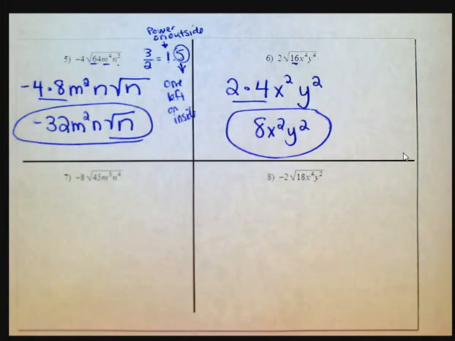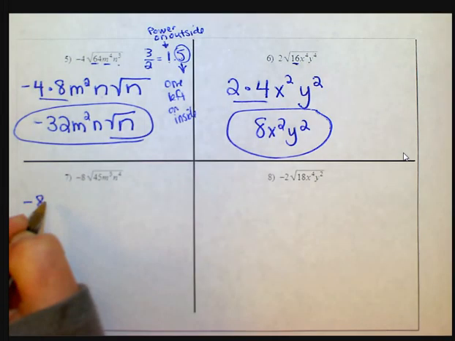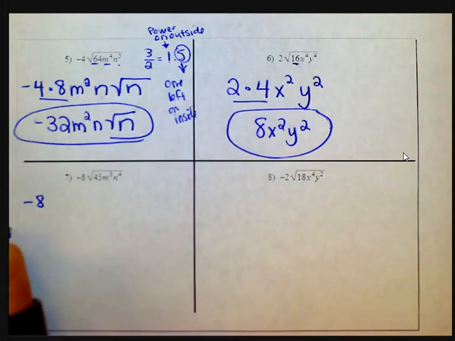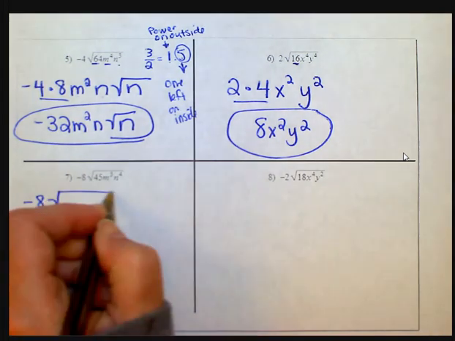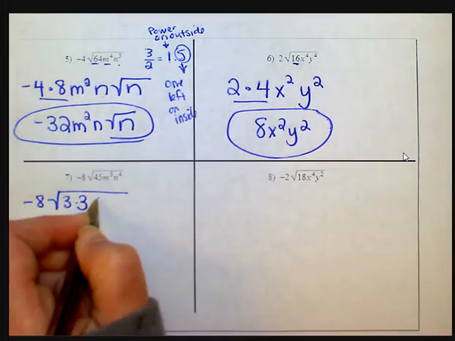All right, number 7. Number 7 says I have negative 8 square root of 45, m to the 3rd, n to the 4th. So I keep my negative 8 on the outside. And I see 45 is not a perfect square. So I'm going to do my prime factorization. 45, 9 times 5. 9 breaks down into 3 times 3. So that's going to be the square root of 3 times 3 times 5.